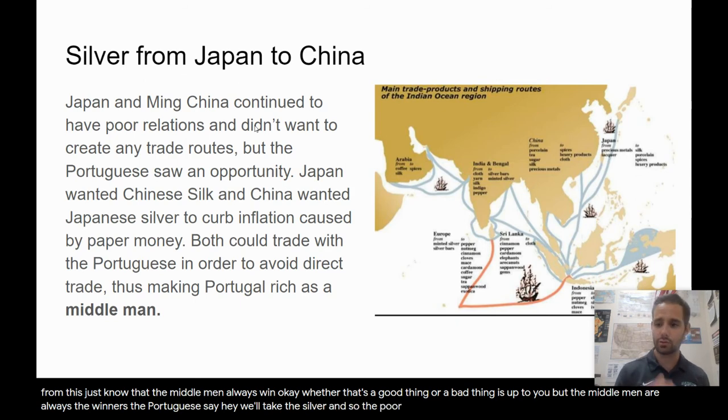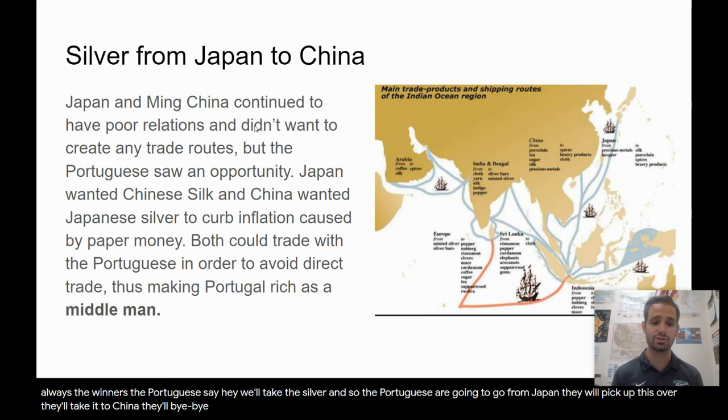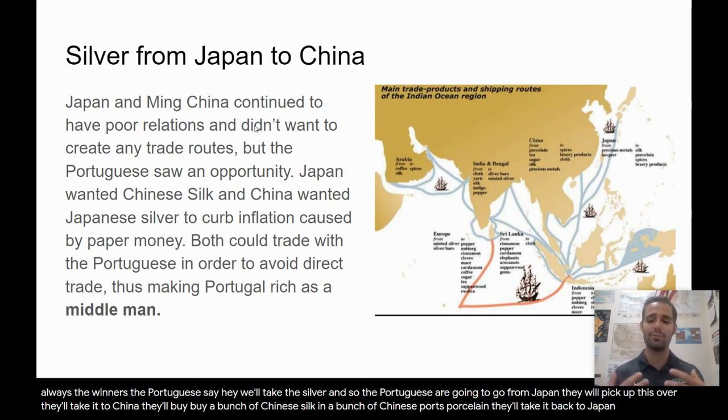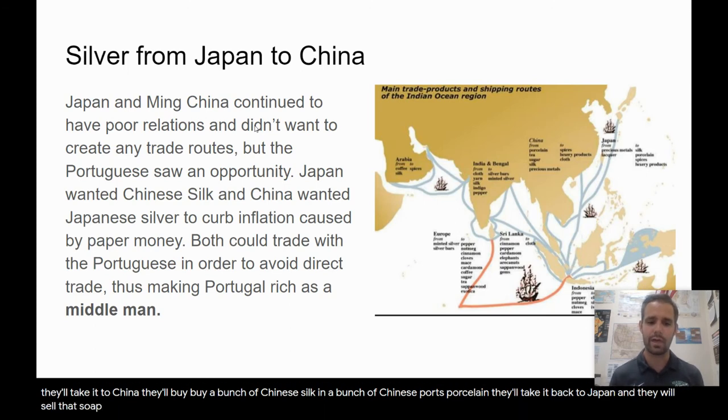The Portuguese say, hey, we'll take the silver. And so the Portuguese are going to go from Japan. They will pick up the silver. They'll take it to China. They'll buy a bunch of Chinese silk and a bunch of Chinese porcelain. They'll take it back to Japan and they will sell that silk and they'll sell that porcelain and they'll make a profit every single time.